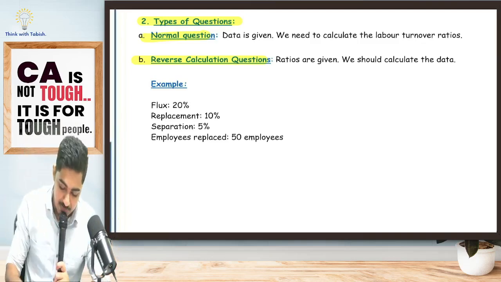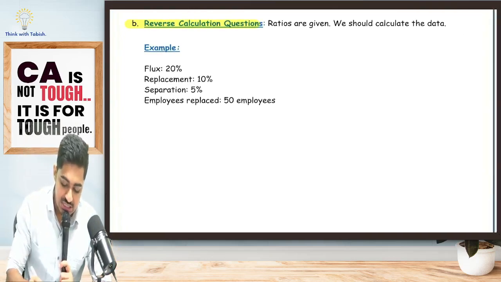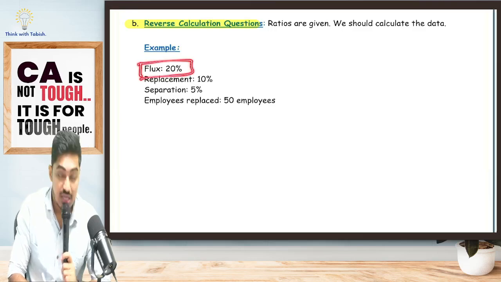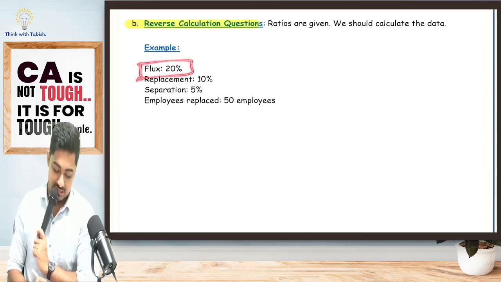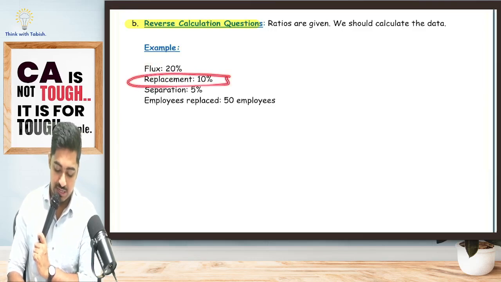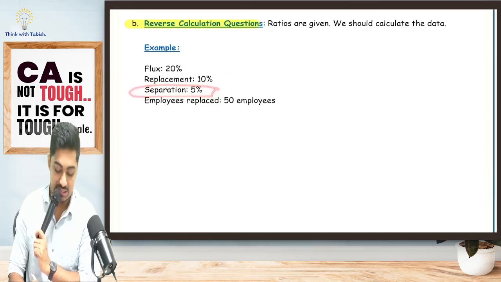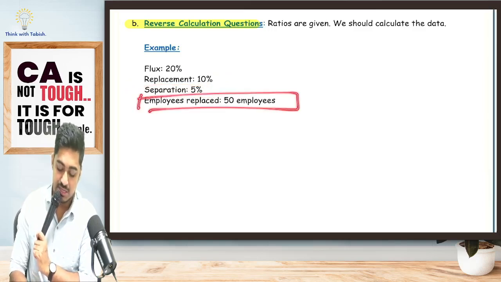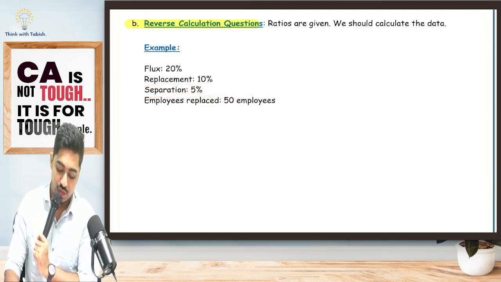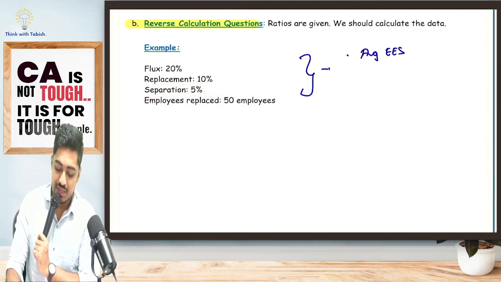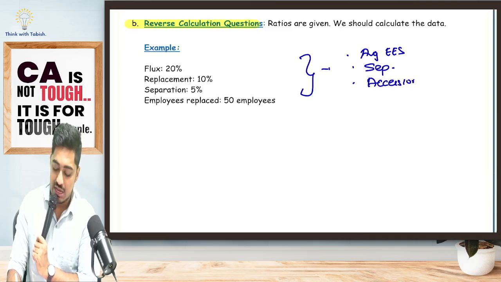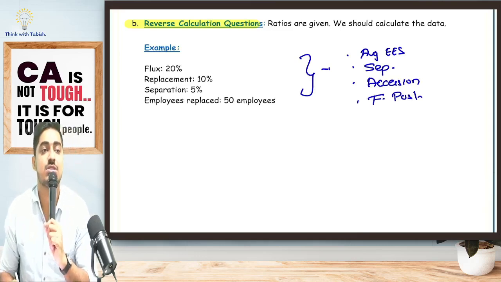So look at this. A simple example we have given here. The question tells me that as per the flux method, the employee turnover rate is 20%. Replacement is 10%. Separation is 5%. And the number of employees replaced is 50 employees. So what all will I have to calculate? I'll have to calculate my average number of employees, the number of employees separated, my accession, and my fresh post. Can you try it by yourselves?